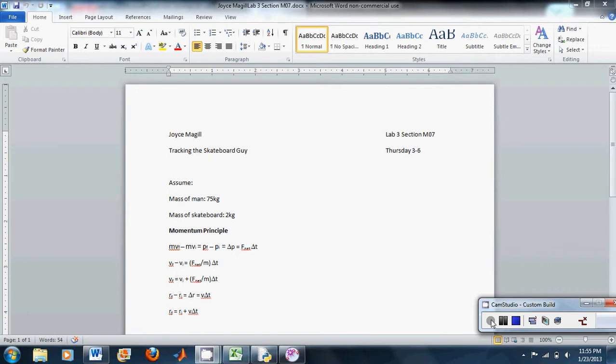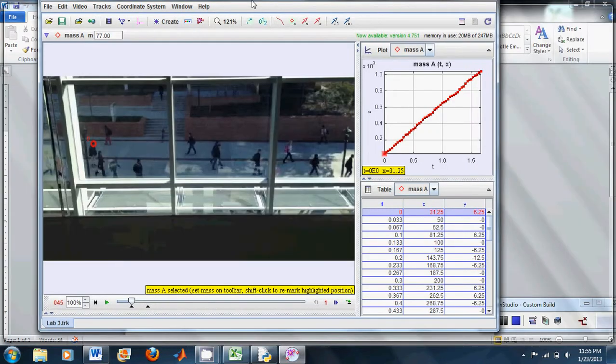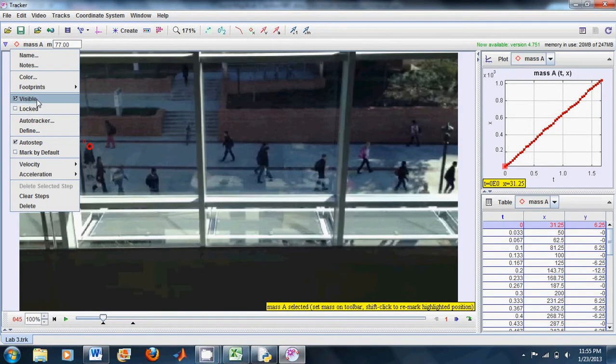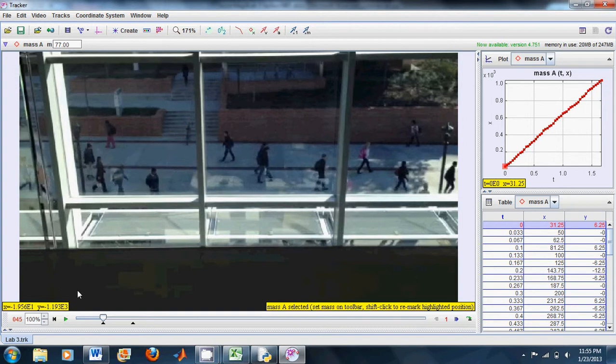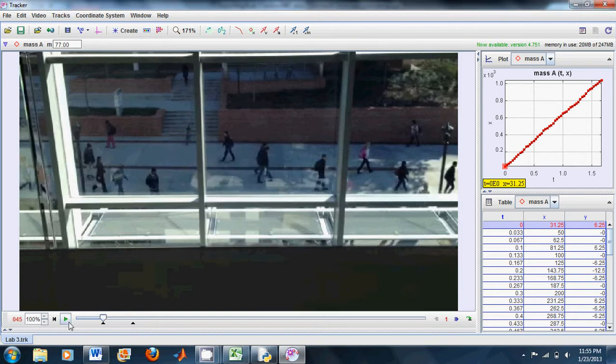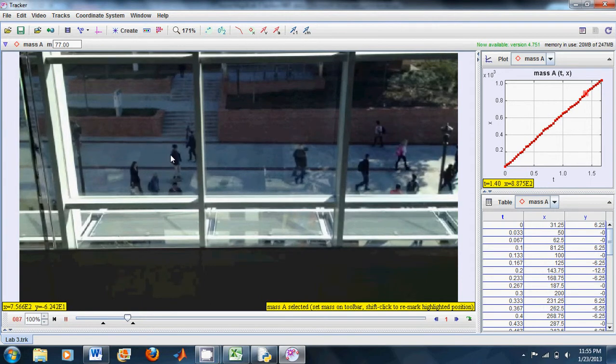And today we're going to be tracking the movement of a guy on a skateboard rolling down Skiles Walkway. So the first thing I did was I uploaded my video to Tracker. Okay, here's our little guy on a skateboard. The first thing I did was I set the reference frame from 45 to 95. And then here's our little guy rolling along.